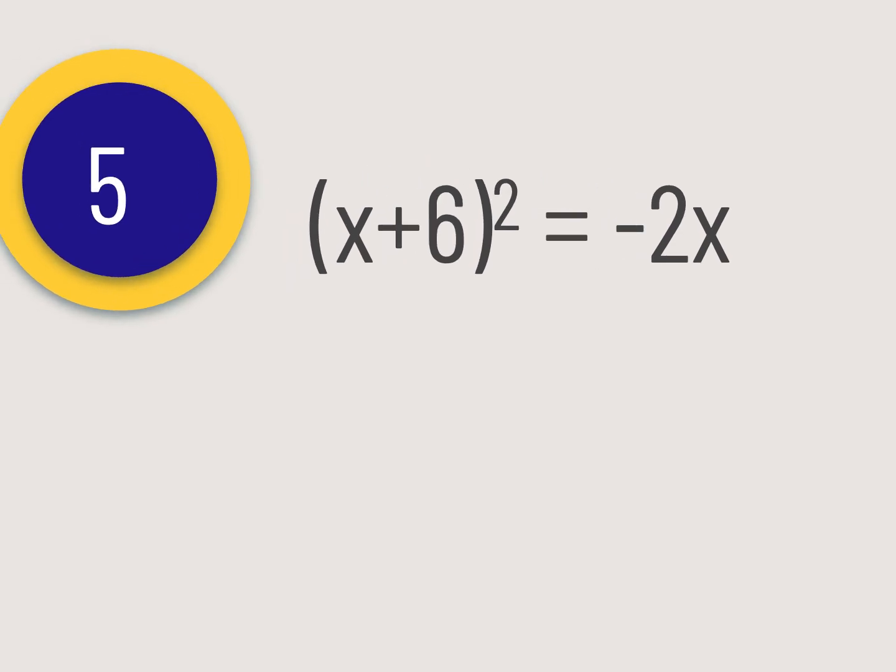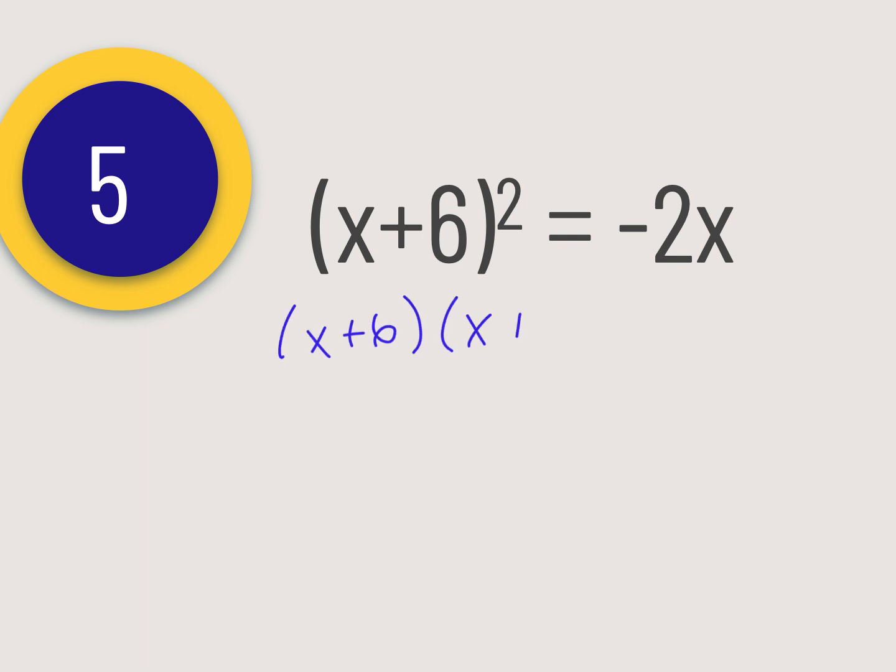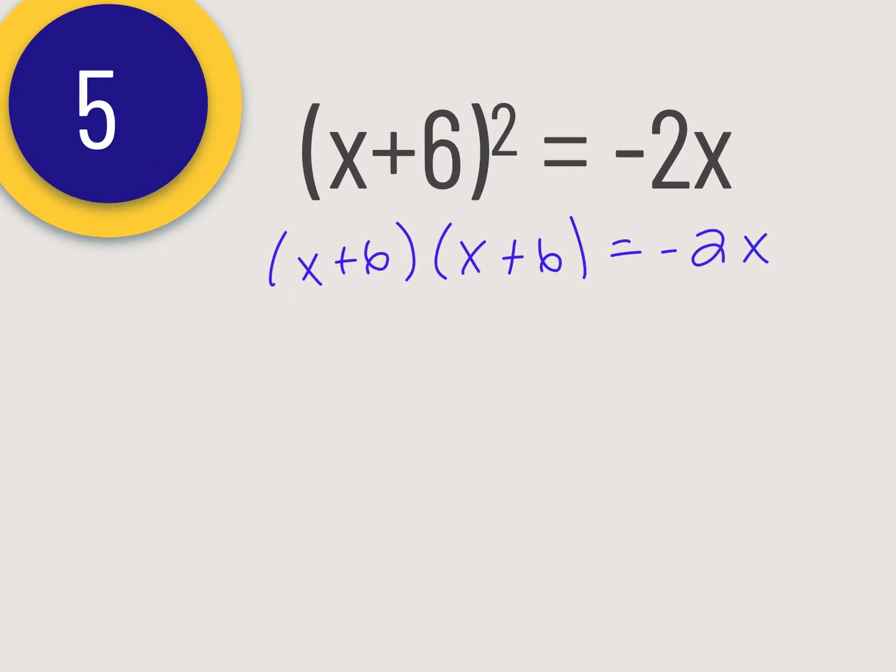So what does x plus 6 quantity squared mean? There's two of them. So you write them both down and you multiply them. What is x plus 6 times x plus 6? What's that going to give you? X squared plus what? 12x plus what? 36 equals negative 2x.